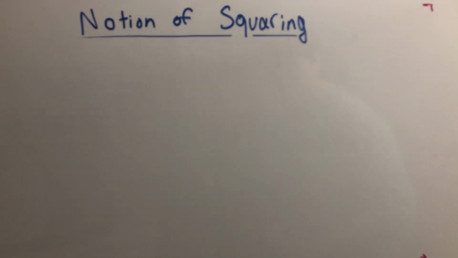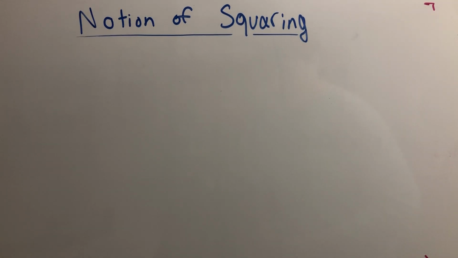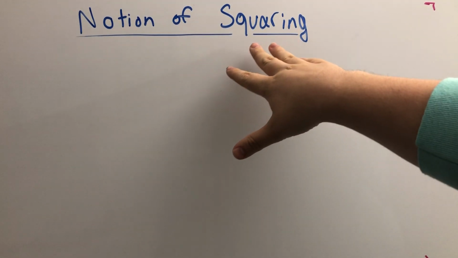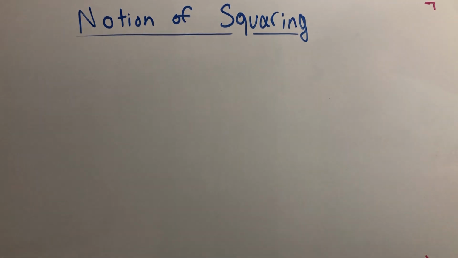Alright, today I'm going to introduce you to the notion of squaring. So let's think about it. In the word squaring, there's square, without the E. So let's draw one.